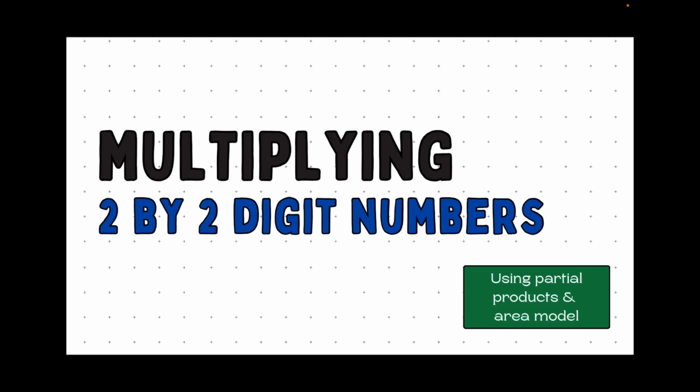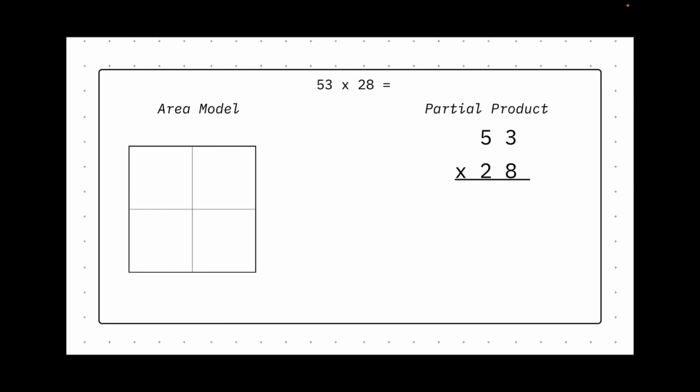In this video, we're going to cover the skill of multiplying a two-digit number by another two-digit number, and we're going to use partial products and area model to help us solve those problems. So reminder, when we're doing area model, we're actually going to expand both of the numbers in that multiplication number sentence. So I'm going to practice that by doing 53 times 28.